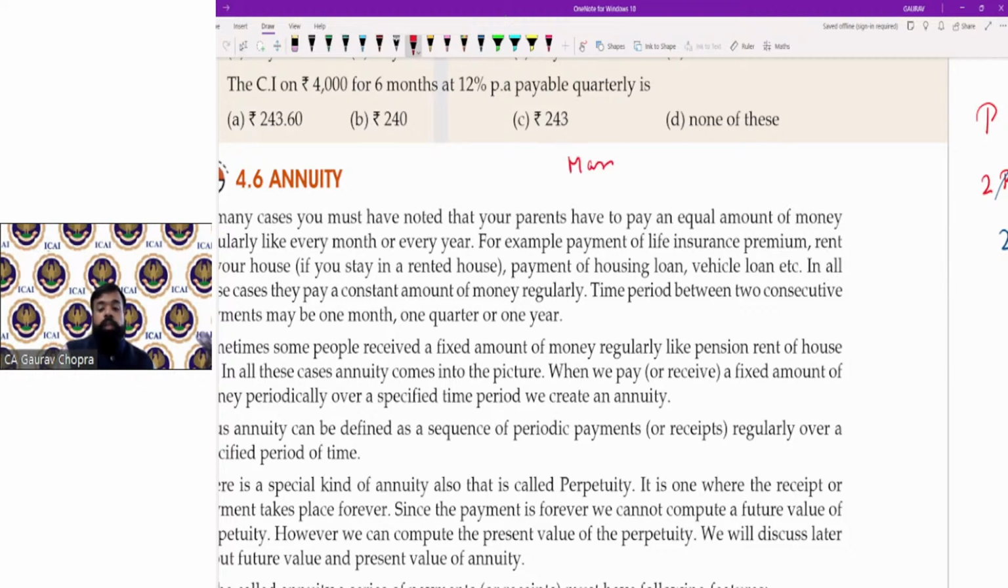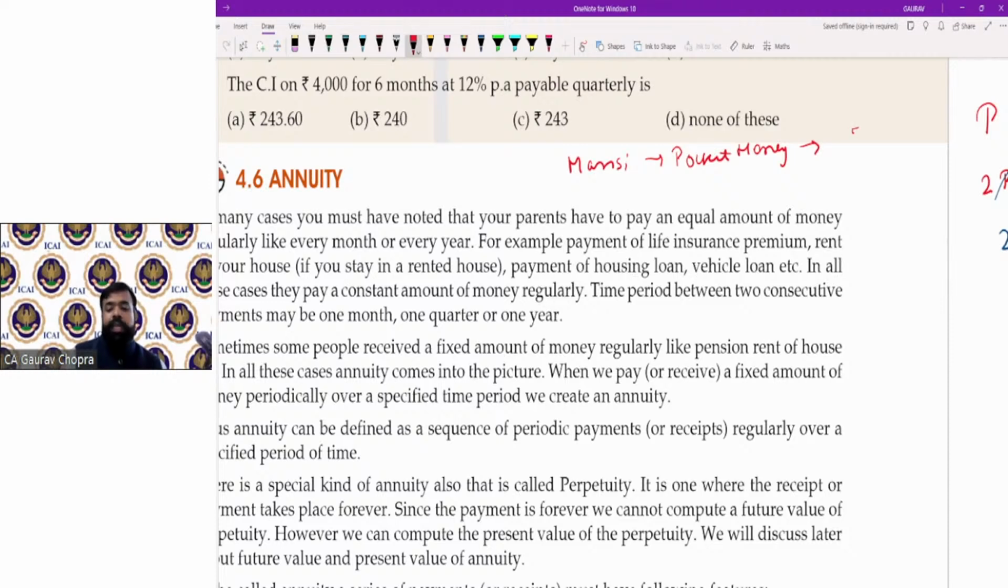Now जैसे ही 1 जनवरी आता है, मानसी को 5,000 मिल गया। Then 1 फरवरी आया, मानसी को फिर से 5,000 मिल गया। 1 मार्च आया, फिर से 5,000 मिल गया। तो जब भी एक पर्टिकुलर फिक्स टाइम इंटरवल के बाद, एक फिक्स टाइम गैप के बाद जब सेम अमाउंट बार बार रिसीव होता है, that is regarded as annuity. उसी चीज को हम एन्युटी बोलते हैं.